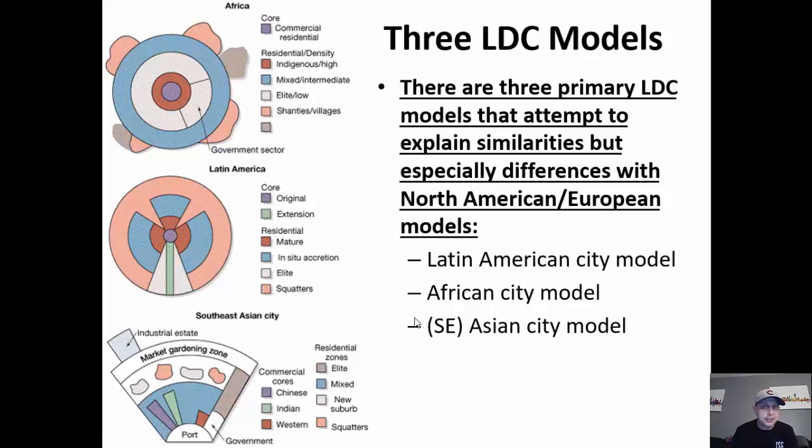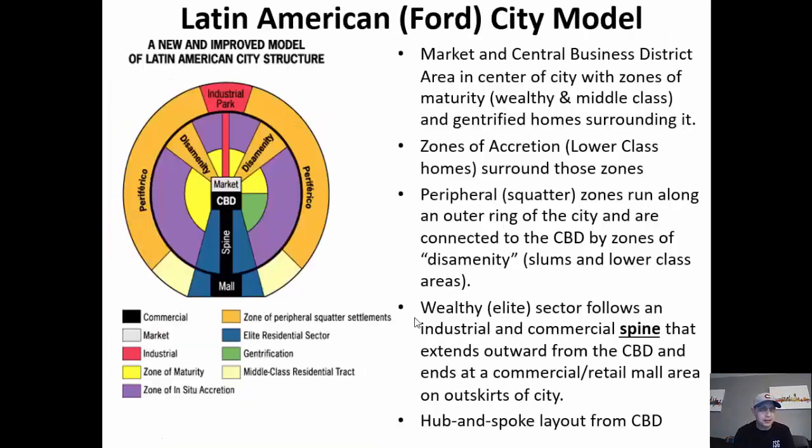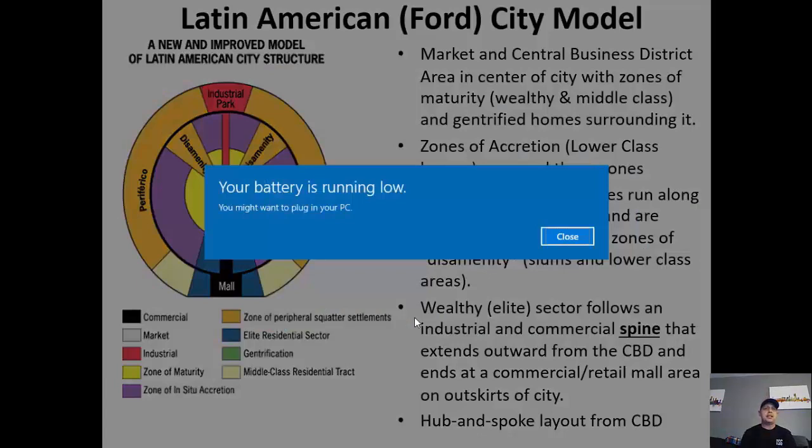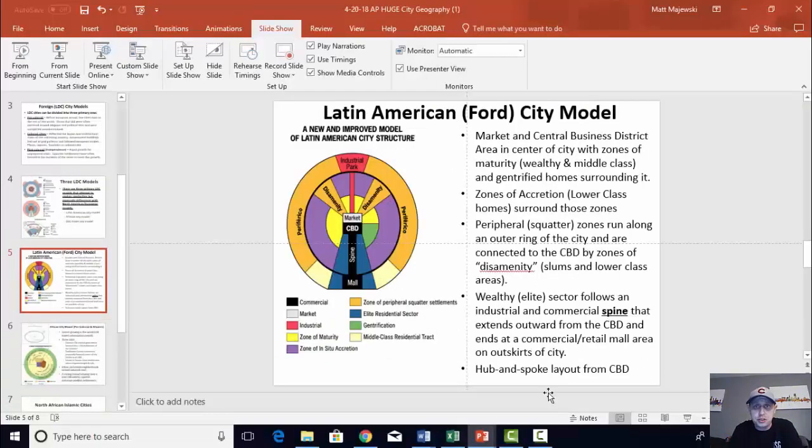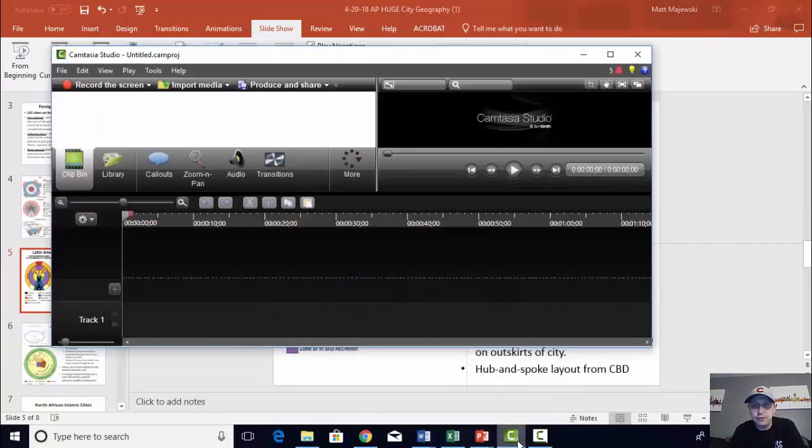We call it the Latin American city model, we call it the African city model, and then there is the Asian or Southeast Asian city model. Let's get to the Latin American forward. This is the foreign model that I have predicted would be most likely to pop up on an FRQ. I think there's very likely we're going to get one in the next few years. I could easily see it being compare Ford's model to an American equivalent model. So this is definitely something that you want to be familiar with, you want to be aware of.